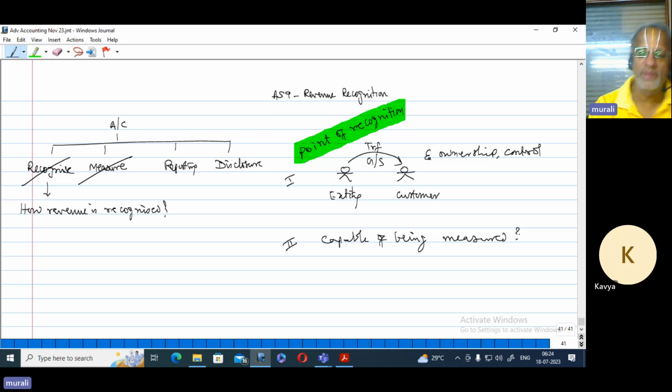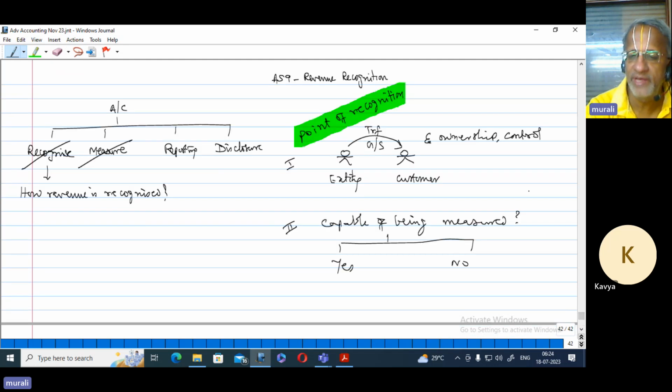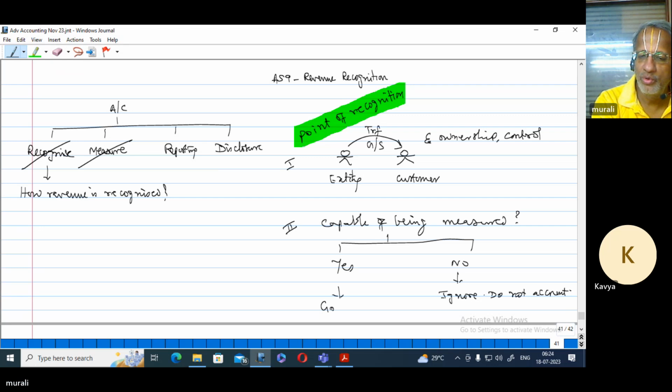So I will put the question this way: capable of being measured? Yes or no. Even though a point of recognition is there, when it is not capable of being measured, ignore. That is, do not account. If yes, where there was a transfer made and it is capable of being measured, go to step 3.